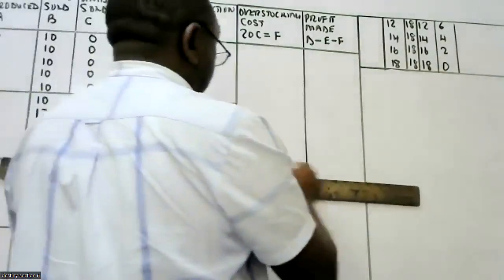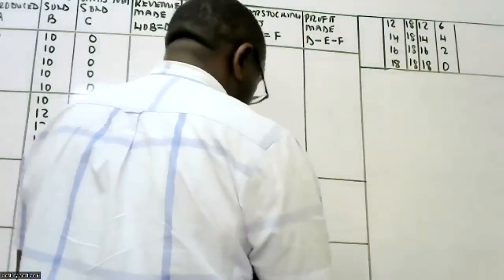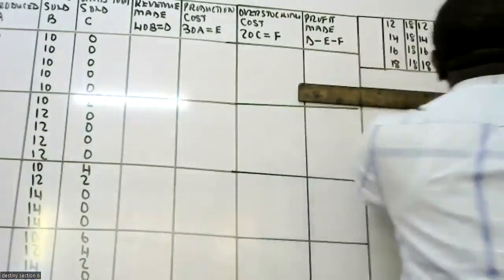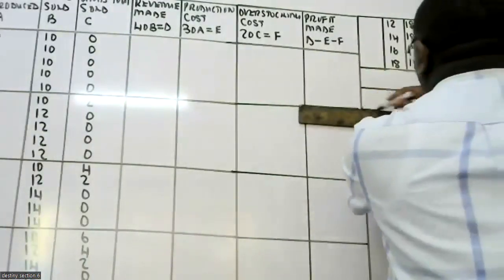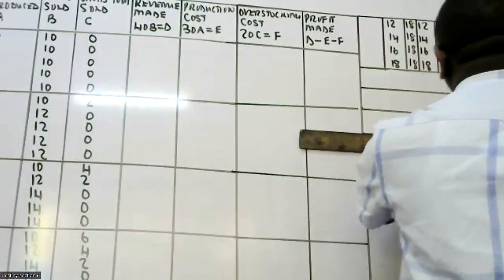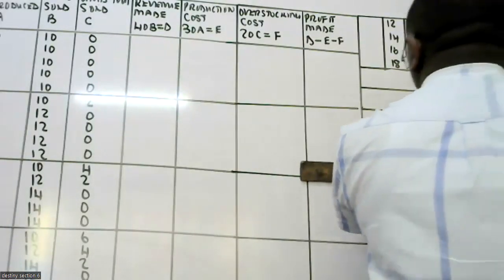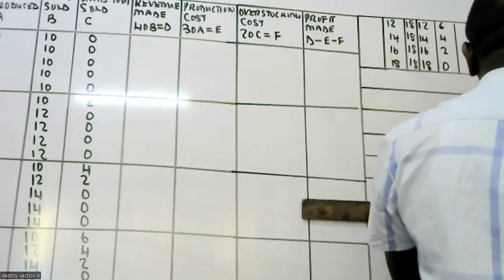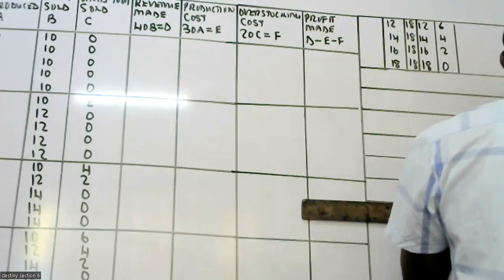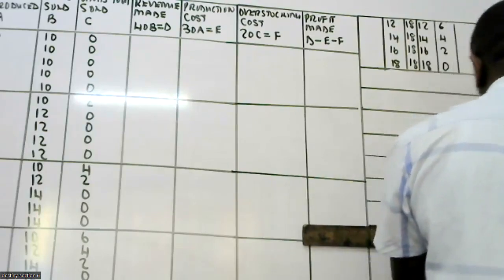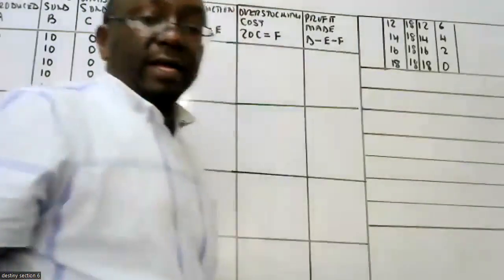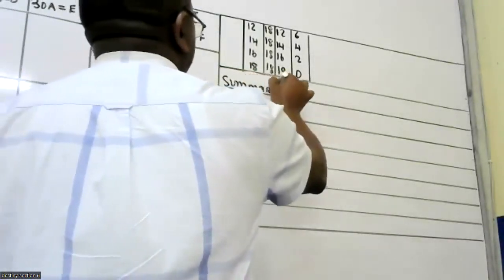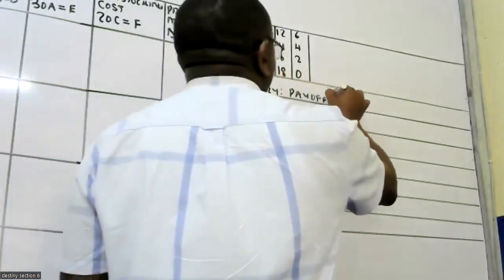After you compute your figures, you will now below there prepare a summary. So we are now preparing a summary. A summary I've told you is called the payoff table.